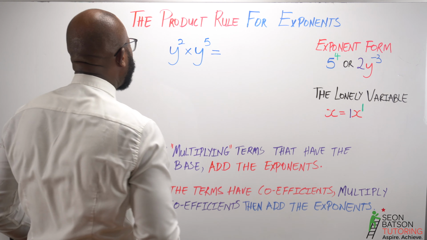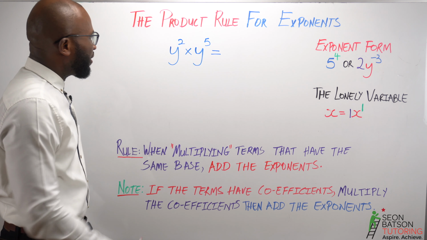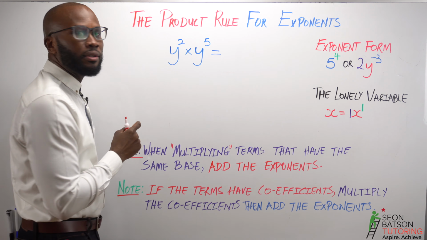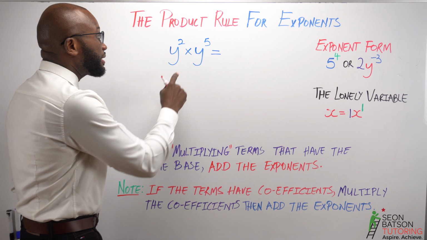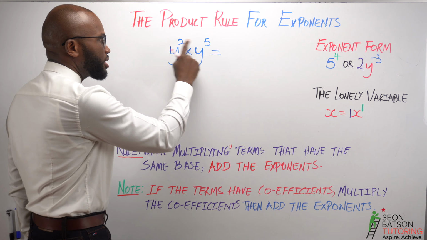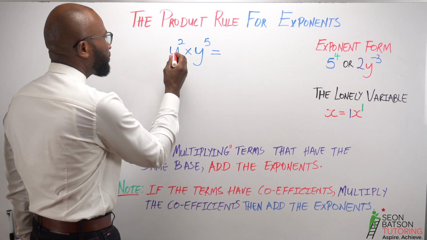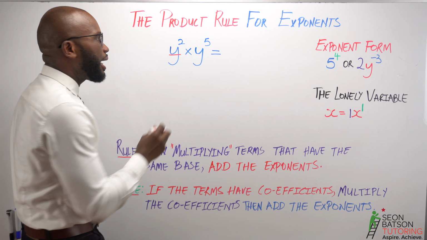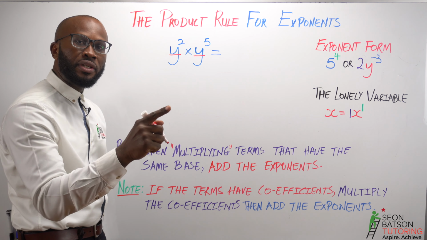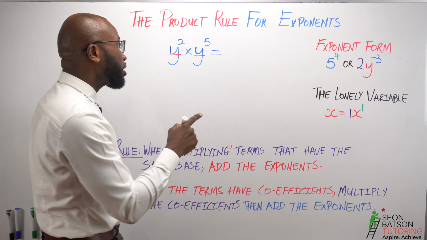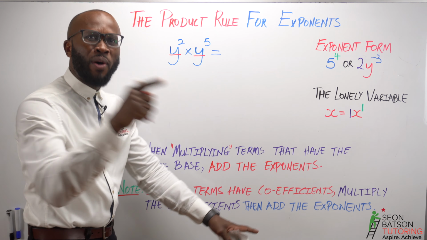Perfect! Now, let's get the party going. For example 1, we have y to the second power times y to the 5th power. Now, since we are multiplying these terms, and because they have the same base, our base for the first term here is y, and the base for the second term is y as well. Since both terms have the same base, and because we are multiplying these two terms, we can add their exponents.